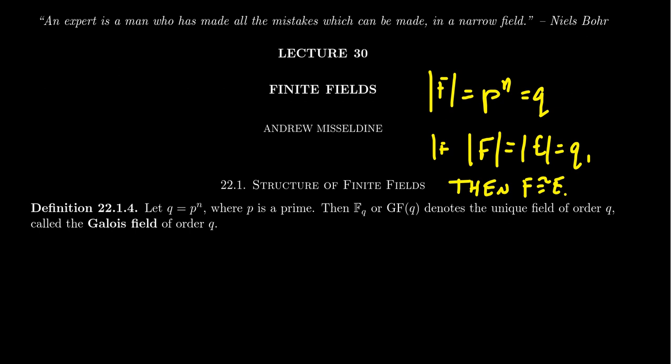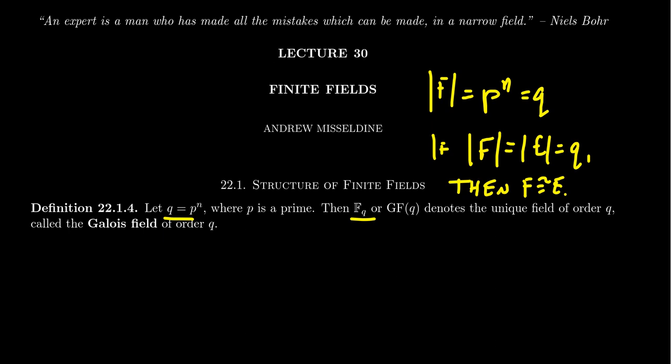But in this video, we are going to define the notion of the Galois field. What does that mean? So let Q be a power of a prime. So Q equals P to the N, where P is a prime. Then we know by the previous result that there is one field up to isomorphism of order Q. So we call that the field of order Q. It'll be denoted often as F_Q. Typically, the blackboard font is used if you put it in LaTeX, but by hand, sometimes you'll just write it as F sub Q.